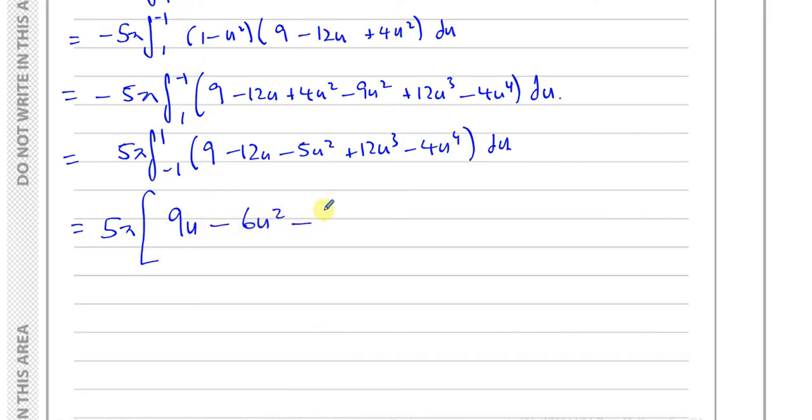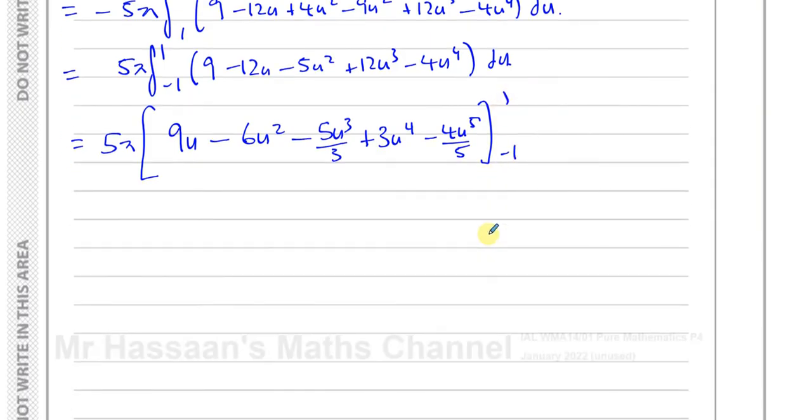Minus 5u cubed over 3. So that's 5u cubed over 3. Plus 12u to the power 4 over 4. 12 over 4 is 3. So it's plus 3u to the power 4. And minus 4u to the power 5 over 5. So minus 4u to the power 5 over 5. And the limits now are 1 and minus 1. So now we can put those limits in.